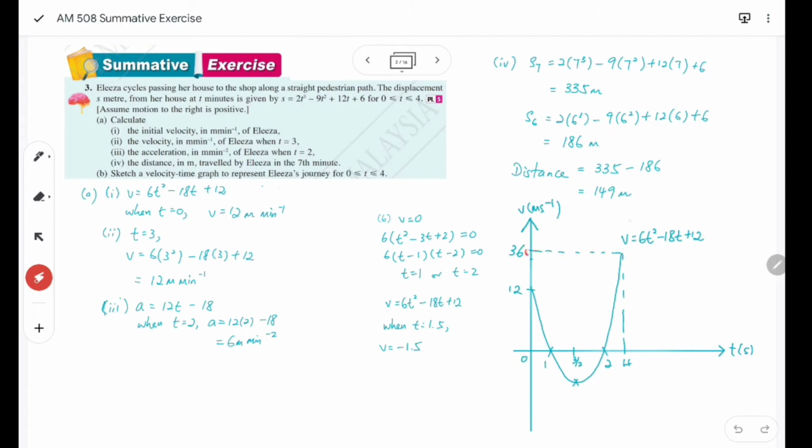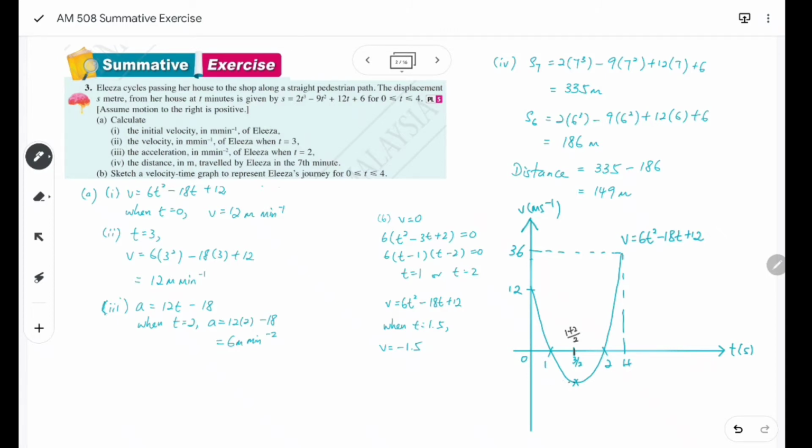velocity here. So we need to sub in the 4 into the velocity function, and you will get v equals to 36. So this is the complete graph, and please mark down your minimum point. Okay, so the minimum point here, the t-axis is between 1 and 2. So we use 1 plus 2 divided by 2, so we get 3 over 2.